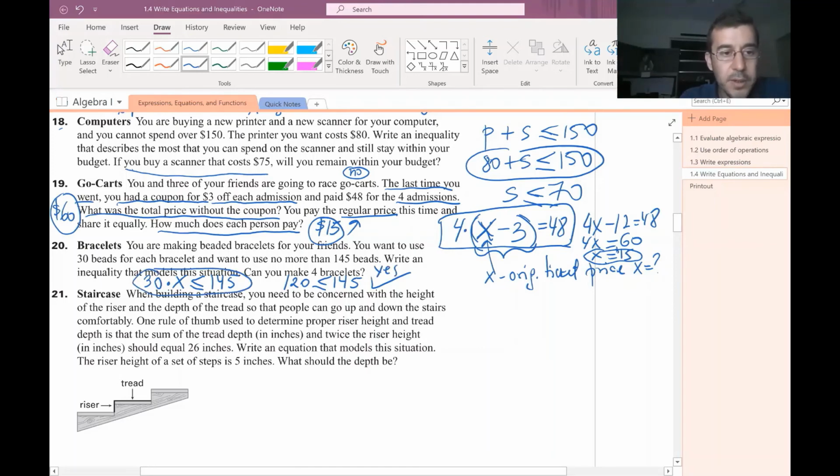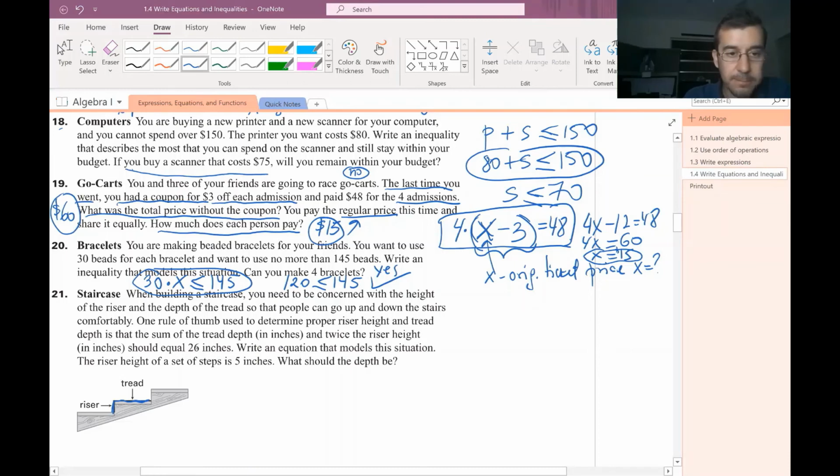Okay. Staircase. When building a staircase, you need to be concerned with the height of the riser. Riser on the picture here, that's the riser. And the depth of the tread, that's the tread right there, so that people can go up and down the stairs comfortably. One rule of thumb used to determine proper riser height and tread depth is that the sum of the tread depth in inches and twice the riser height in inches should equal 26 inches. Write an equation that models this situation. The riser height of a set of steps is 5 inches. What should the depth be?